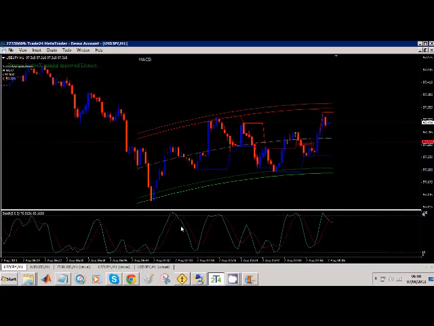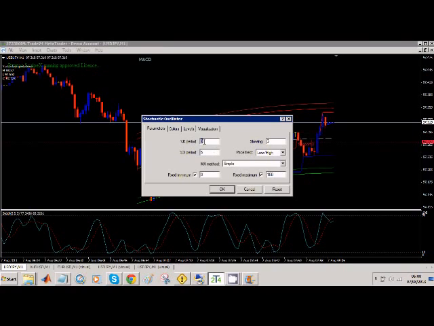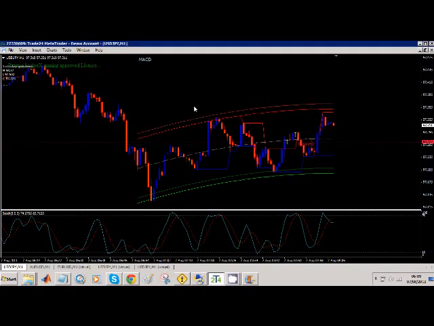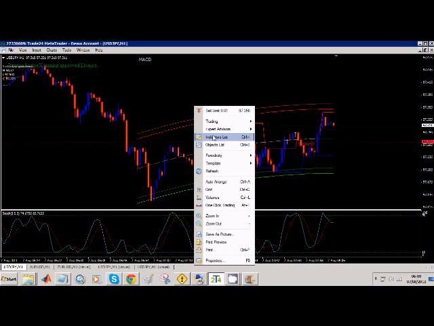Here at the bottom, you've got your stochastics. These settings are at 8, 5, 3. So when you load the stochastics into the chart, do please make sure that it's set at 8, 5, and 3. You can change it by double clicking it and simply editing it like so. So this is the first indicator, of course.